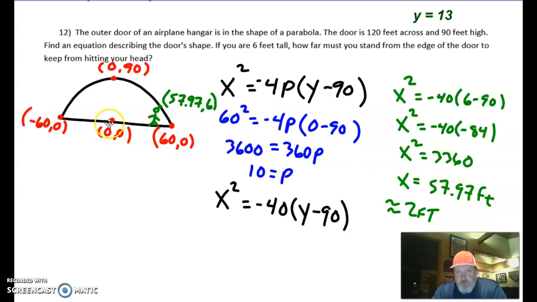57.97 feet, which means we can go, call it 58. 58 feet this way or 58 feet this way. So you need to be 2 feet from the edge, and you'll be able to walk into that airplane hangar without getting a knot on your head.